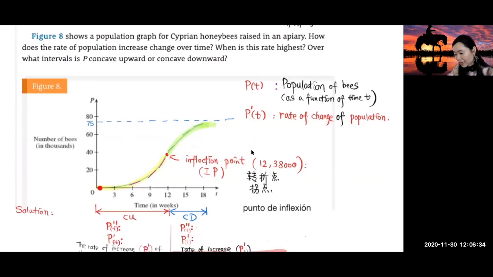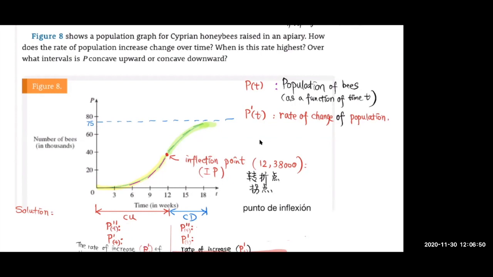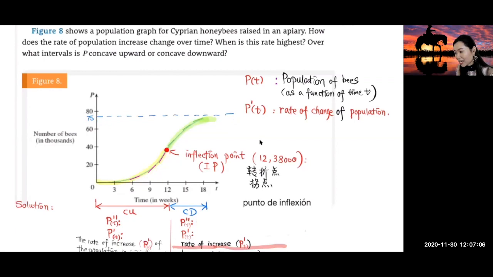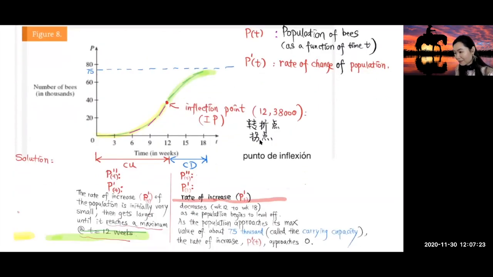Now you see that at this point over here, before that, is it concave up or concave down? Concave up, yeah. From here to here, concave up. And then from here afterward, concave down, right? So at this point, it changed concavity, from concave up to concave down. That we call an inflection point. We abbreviate that as IP. Okay, inflection point, IP. So it's not a VIP, it's IP.